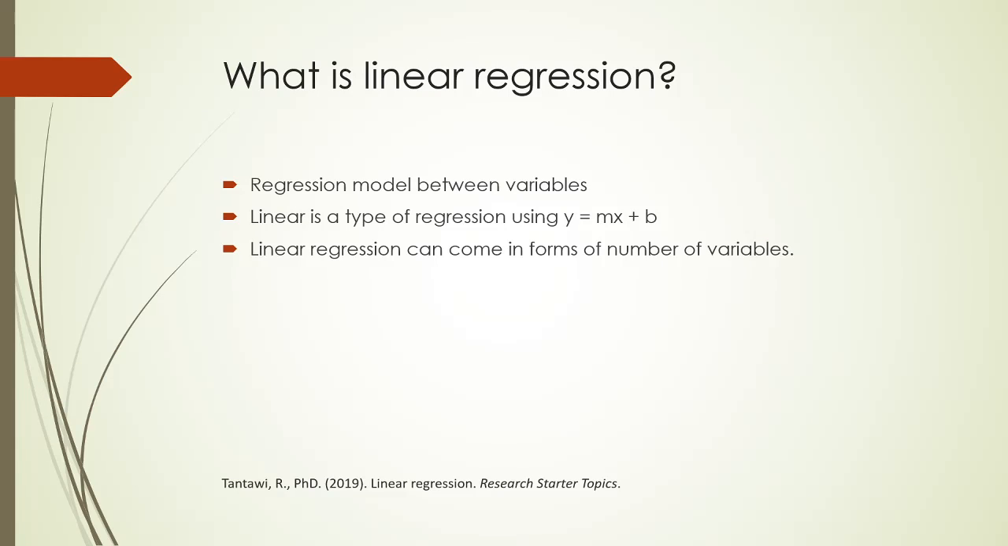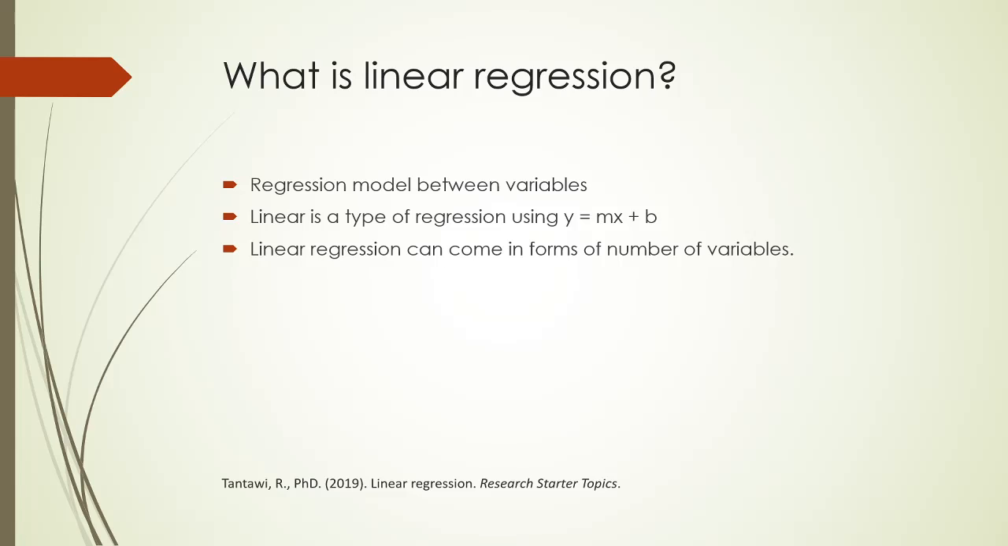To talk about linear regression, we first need to talk about regression. Regression is a tool that models the relationship between independent variables and dependent variables and how they are correlated. Linear regression is a type of regression that is specifically a straight line and not a curve, and it uses the mathematical formula for a line.